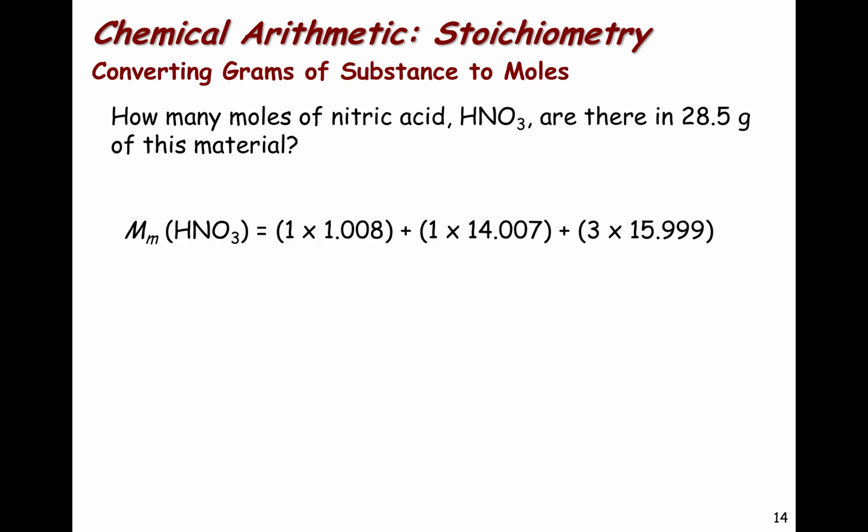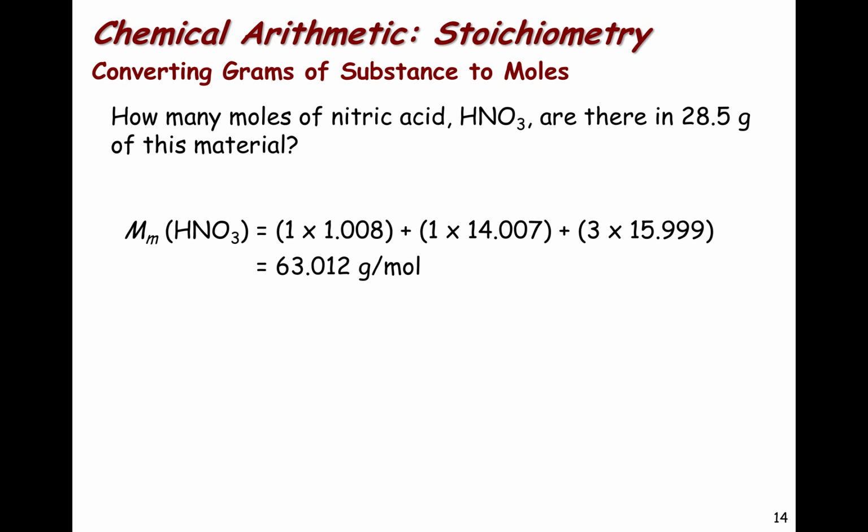In this case, there's 1 hydrogen times its atomic mass from the periodic table, 1 nitrogen times its atomic mass, which is 14.007, and 3 oxygens times its atomic mass of 15.999. Add those all together, you get a total molar mass of 63.012 grams per mole. This will be our conversion factor.